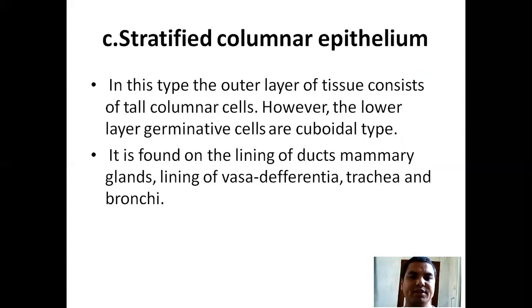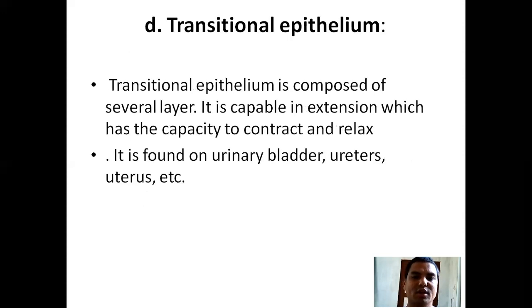Stratified columnar epithelium is the type of tissue in which the outer layer consists of tall columnar cells. However, the lower layer consists of germinative cells. It is found in the lining of ducts of the mammary gland, lining of vas deferens, trachea, and bronchi.